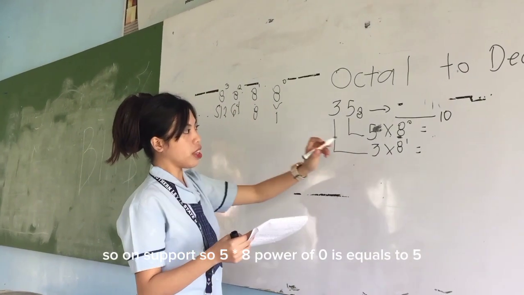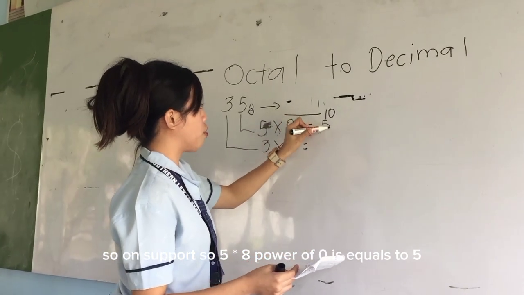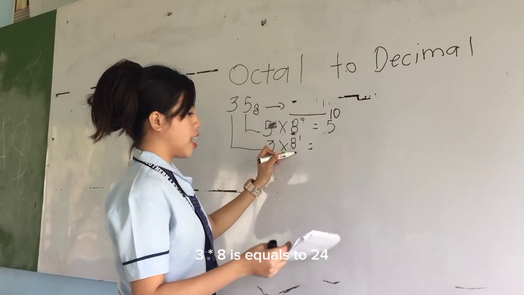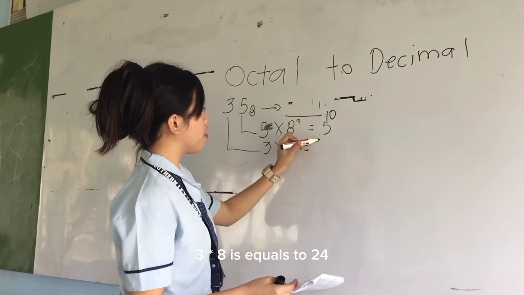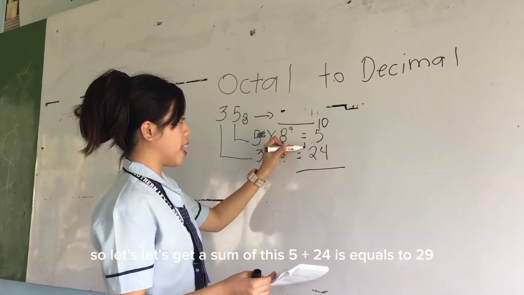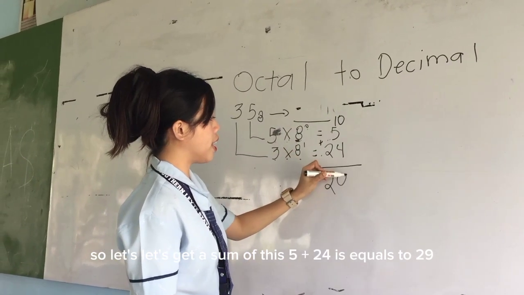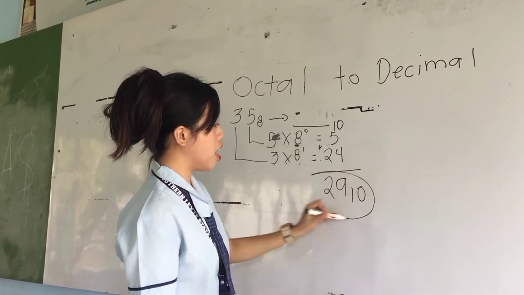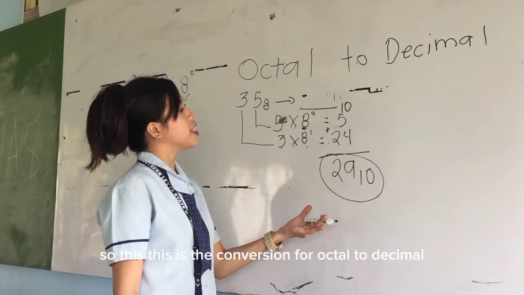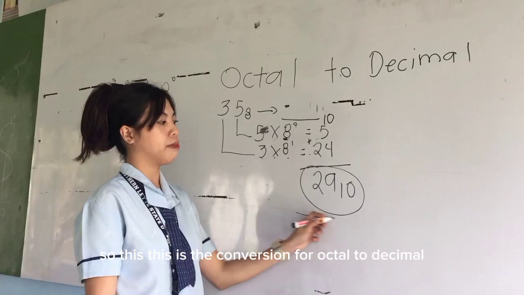So 5 times 8 power of 0 is equal to 5. 3 times 8 is equal to 24. So let's get the sum of this. 5 plus 24 is equal to 29. So this is the conversion for octal to decimal.